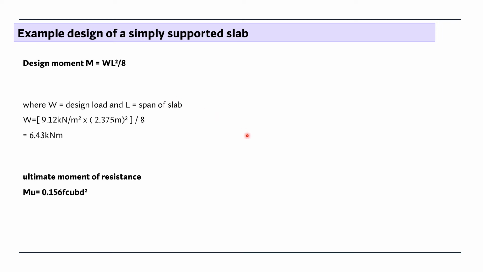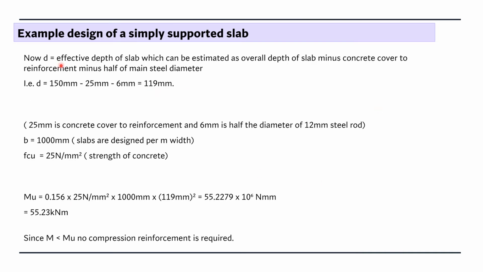Design moment M is equal to WL squared over 8, where W is equal to design load and L is equal to span of slab. So M is now calculated, using this formula, to be 6.43 kNm. Now we are going to check the ultimate moment of resistance, which is equal to 0.156 fcu b d squared. Where d is effective depth of the slab, which can be estimated as the overall depth of the slab minus concrete cover to reinforcement minus half of the main steel diameter.